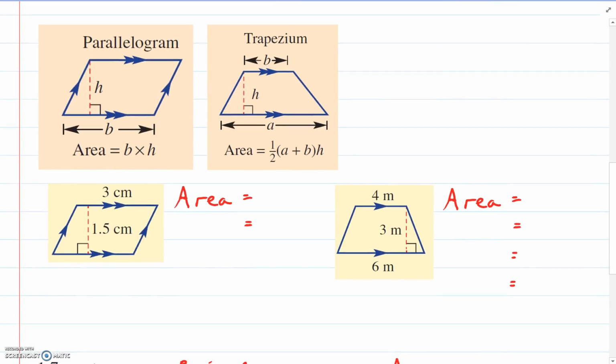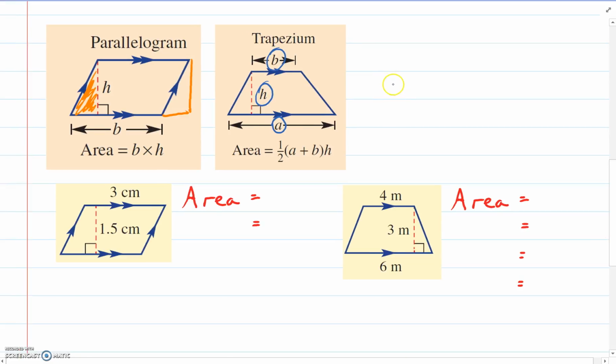Alright, parallelograms and trapeziums. We'll finish it off in this video. So parallelograms, because this section here, this little triangle over here, would fill in that section. It's just the same as a rectangle. So we can do base times height. Trapeziums are a little bit more complicated. It's the length of the bottom of it plus the length of the top times the height, and then multiplied by 2 or divided by a half.